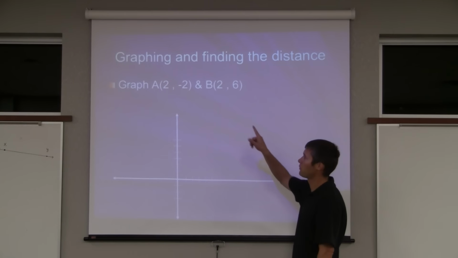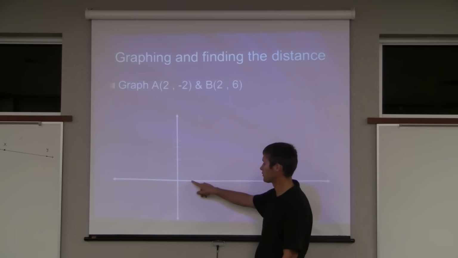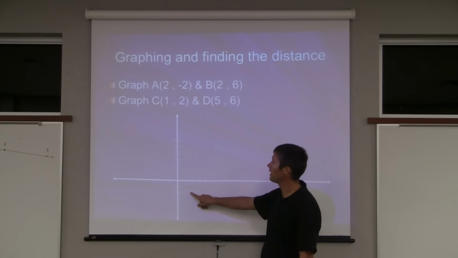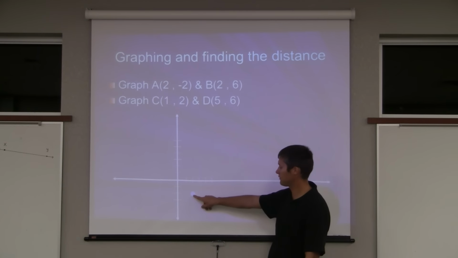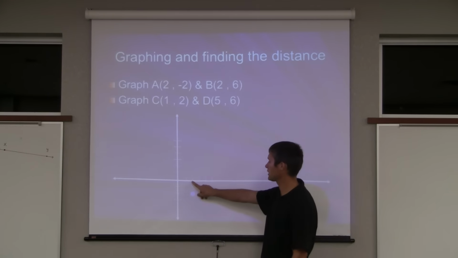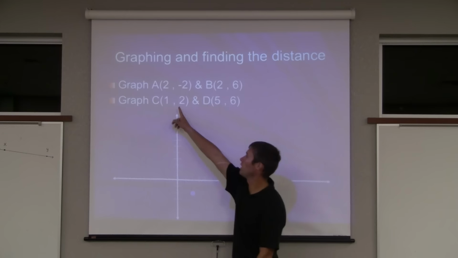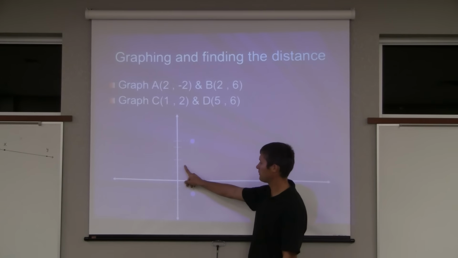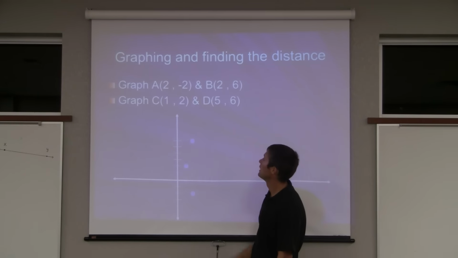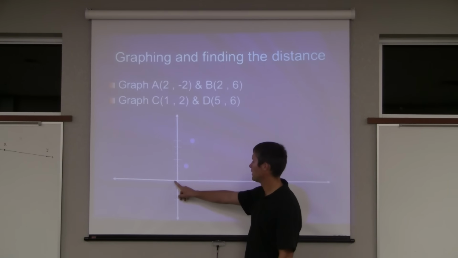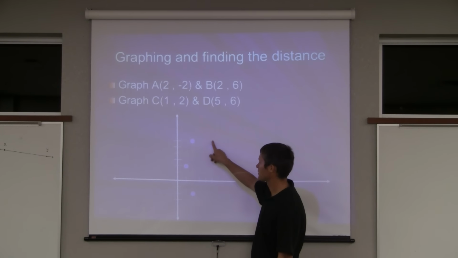So if I want to graph the point (2, -2), I go over 2, down 2, and I graph that. Then I graph (2, 6), so over 2, up 6. Graph that. (1, 2) would be over 1, up 2. And then here, (5, 6) would be over 5, up 6.